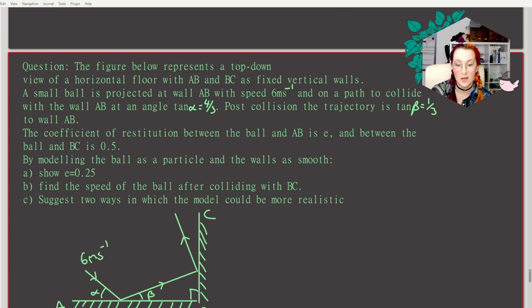By modelling the ball as a particle and the walls as smooth, show that E is 0.25, and then find the speed of the ball after colliding with BC, and then suggest two ways in which the model could be more realistic. So immediately the more realistic thing is like, add more physical stuff in. So much of maths is throwing away physical properties that we don't care about. Look at what assumptions have been made, add those back in.